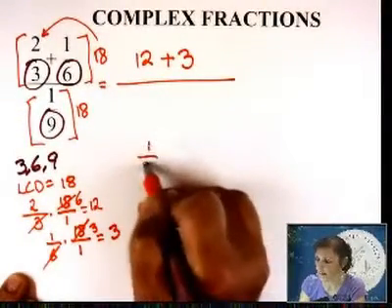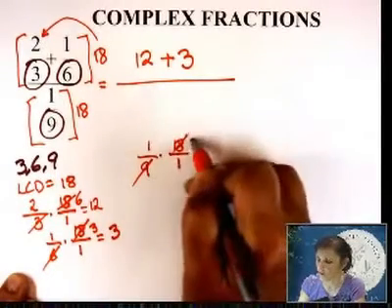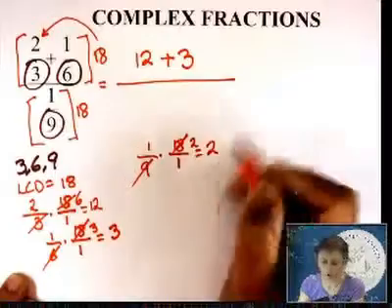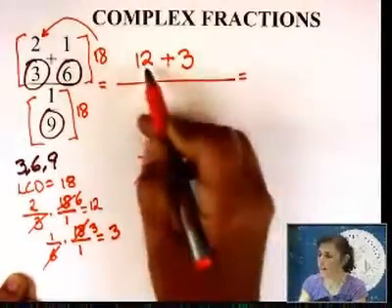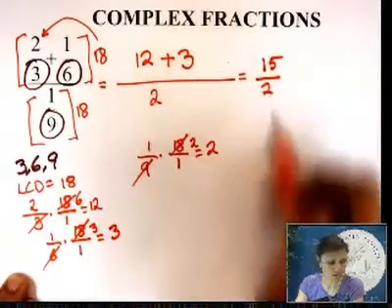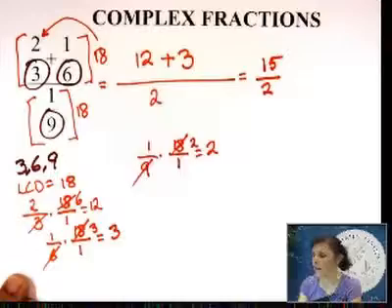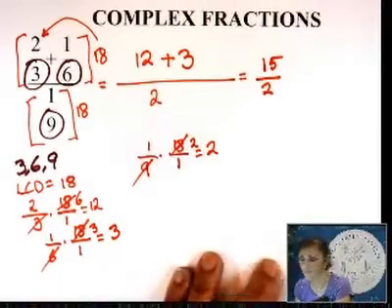I have 1/9 times 18 over 1. Guess what? These two will go. So you're going to have a 2. At the top, 12 plus 3, 15 over 2. And you're done. If there is something to simplify at this point, you go ahead and simplify.